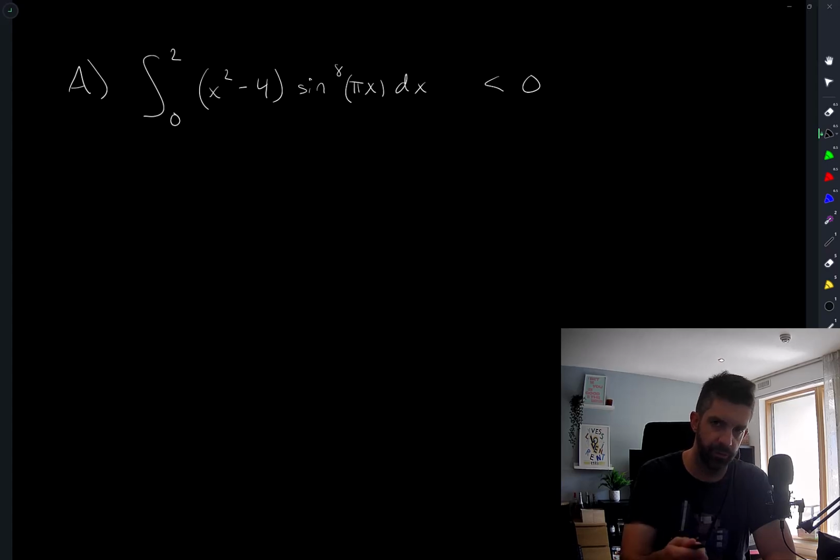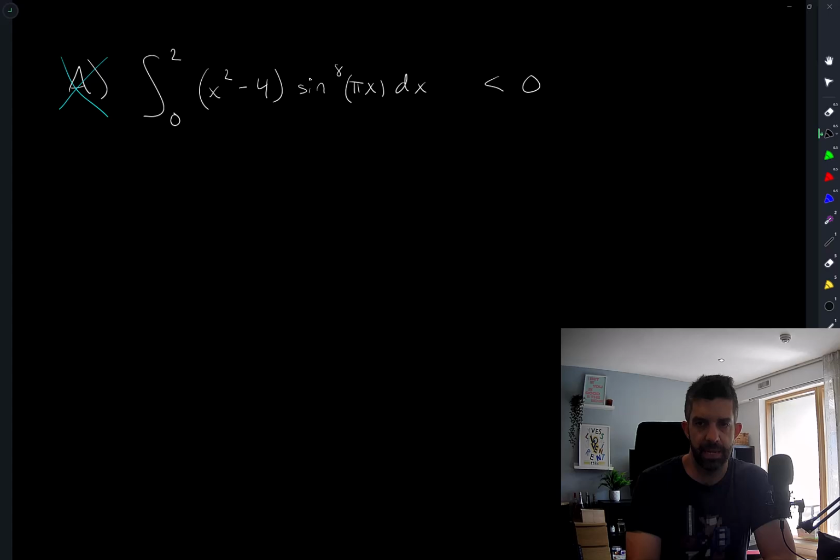If I write this integral out, integral from 0 to 2 of x squared minus 4 sine to the 8 of pi x dx, this is going to be less than 0. And some of the other ones we can see the integrand is positive, or non-negative at least. So this one is definitely not going to be correct. I wonder if any of these we can figure out are exactly 0. Doesn't look like it.